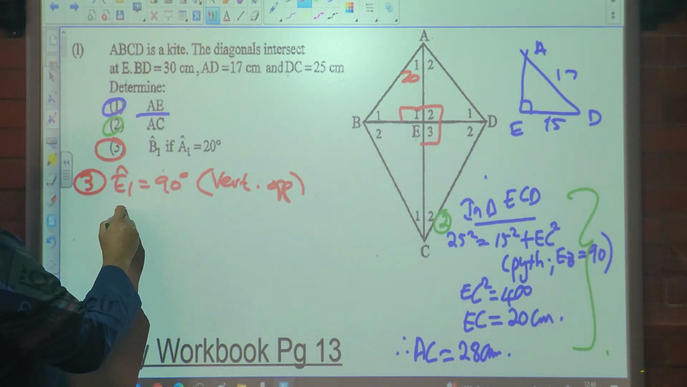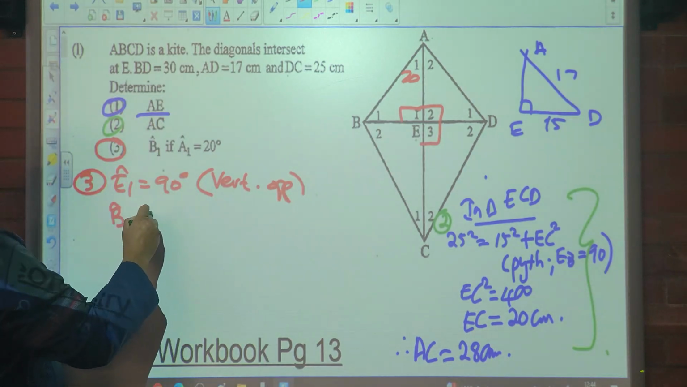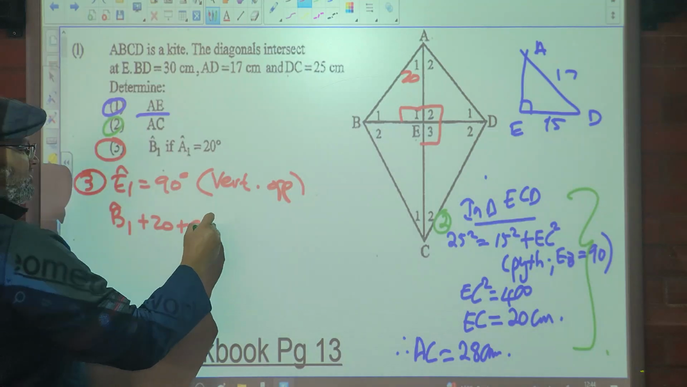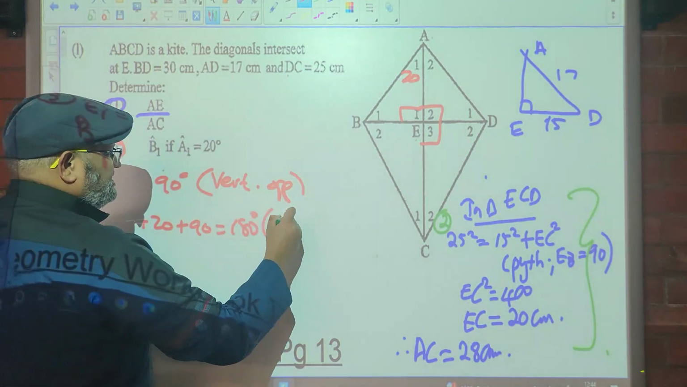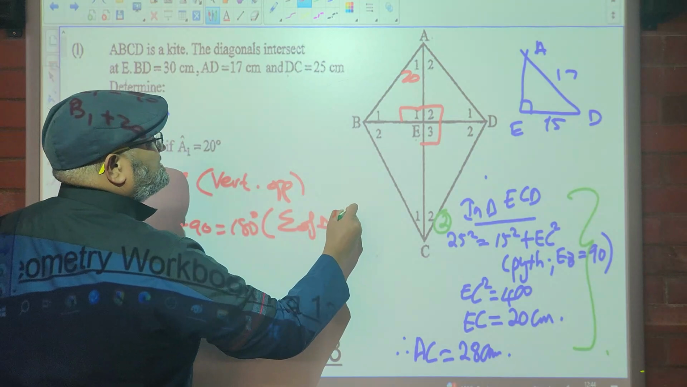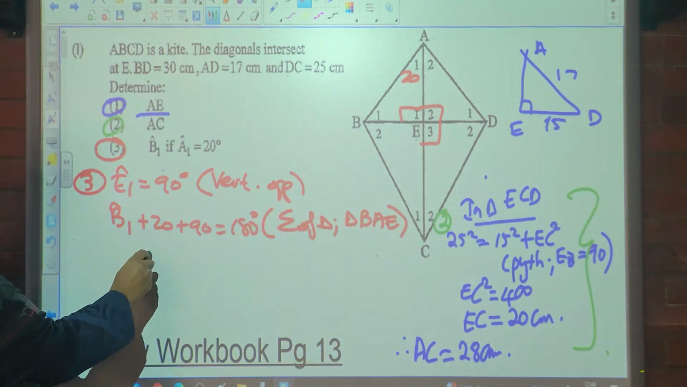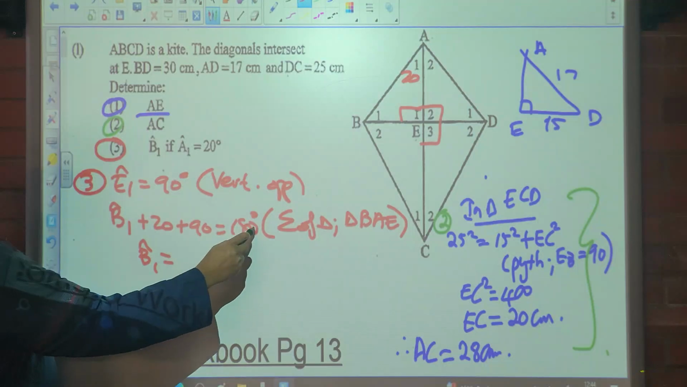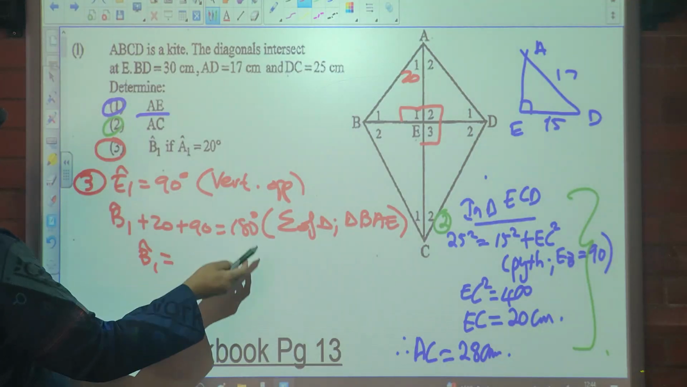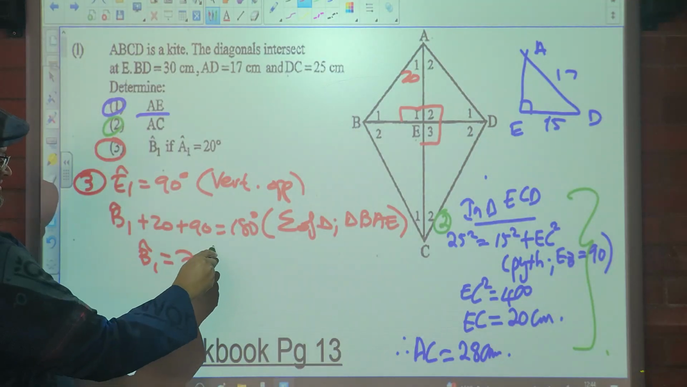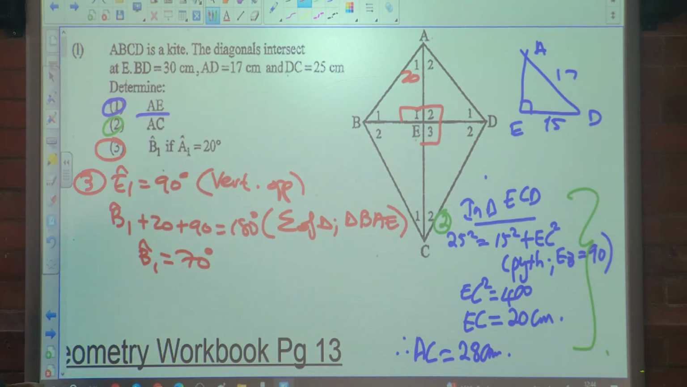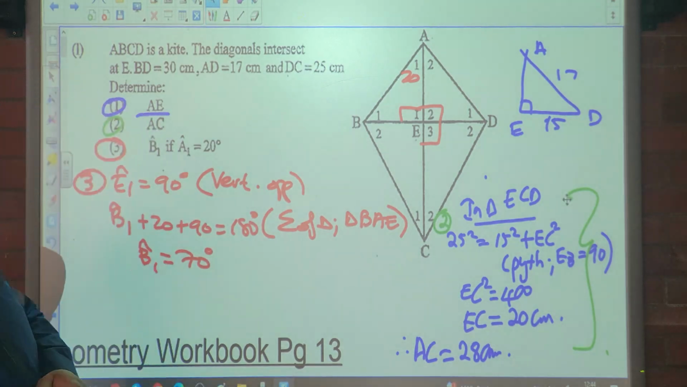Now we say that B1 plus 20 plus 90 is equal to 180. Why? Sum of angles in a triangle, and it's triangle BAE. So angle B1 is equal to 180 minus 90 is 90, minus 20 is 70. Okay.